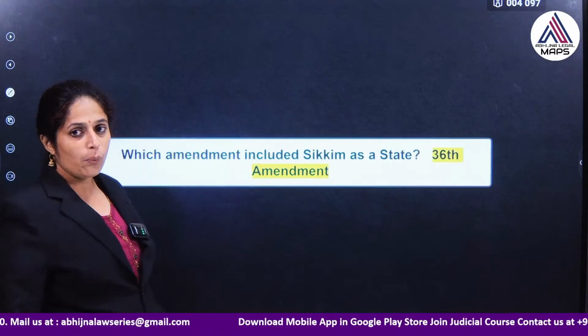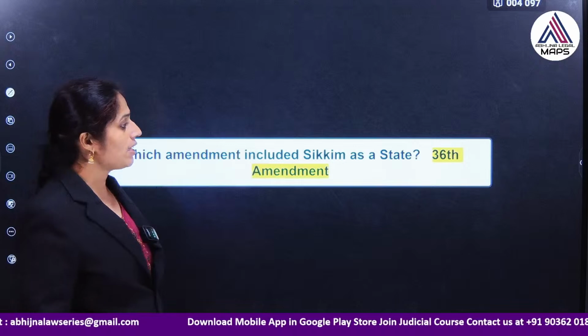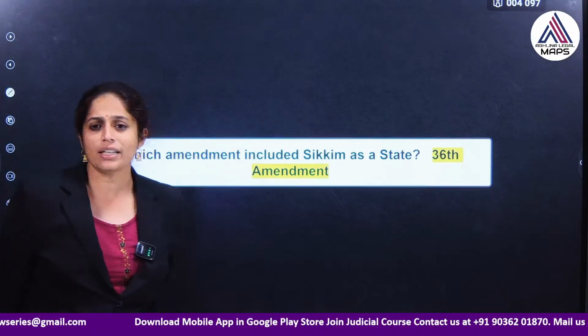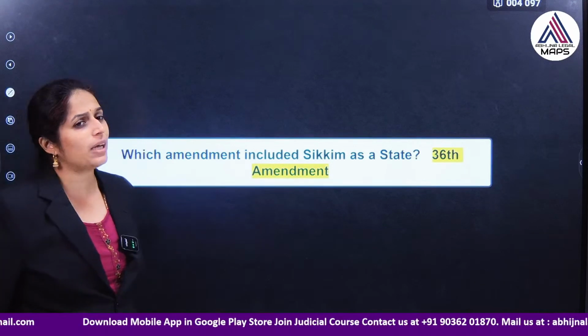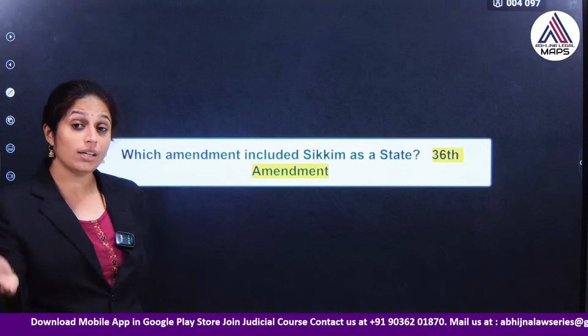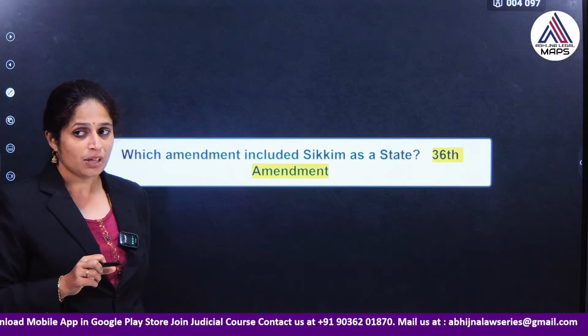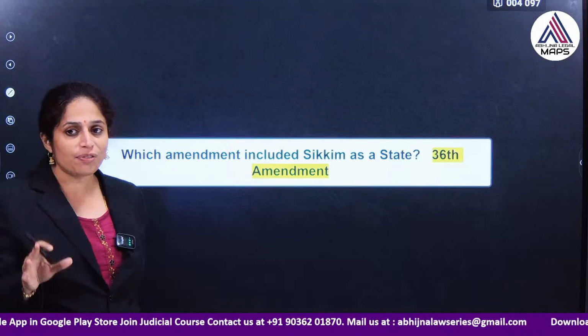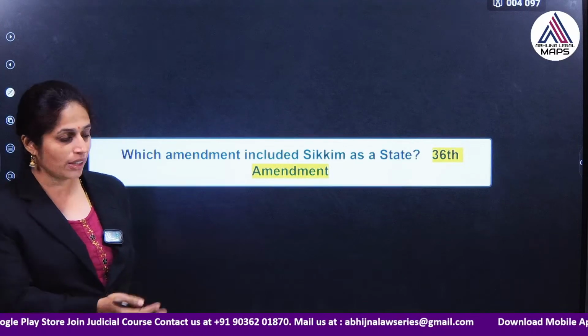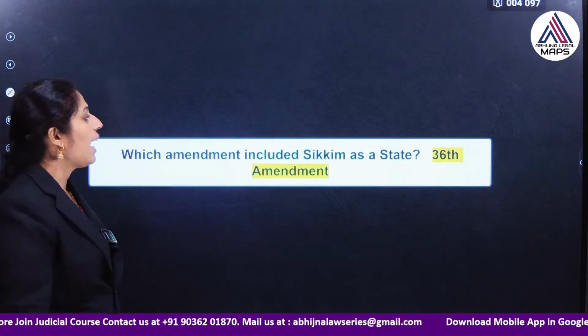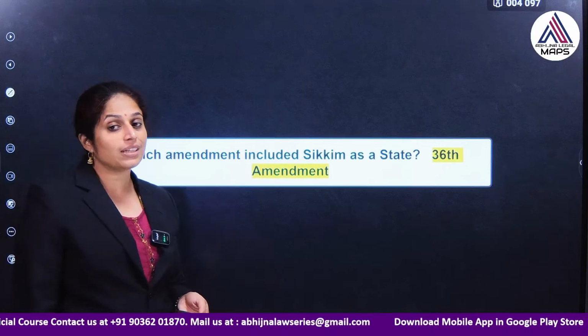The next one, which amendment included Sikkim as a state? So, earlier Sikkim was not included as a state, it was considered to be an associate state, or earlier it was considered to be a protectorate state, but later it was added as a full-fledged state like other states in India. So, it was done in the 36th amendment.